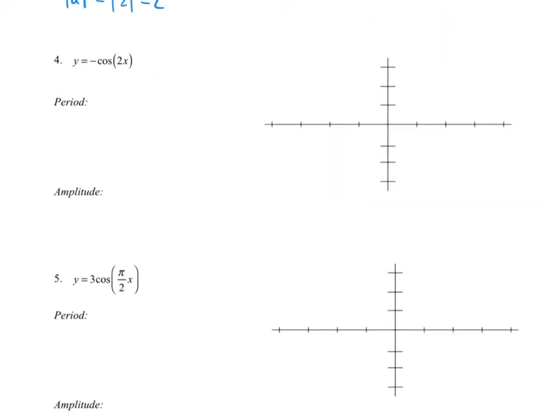In this next one, we have a negative out front and a 2 in front of x. So 2 things happening here. First of all, the negative is a reflection about the x-axis.